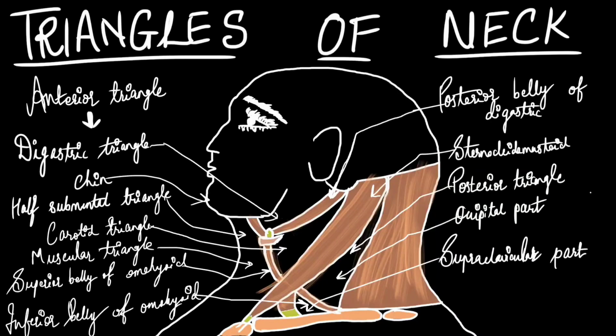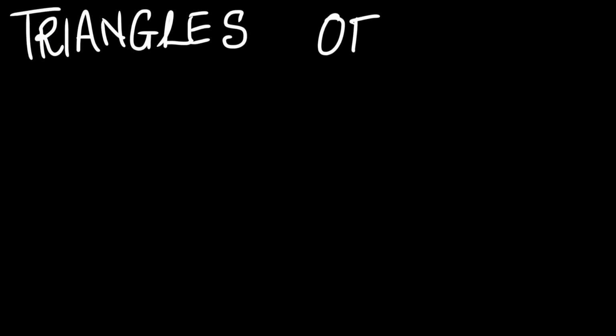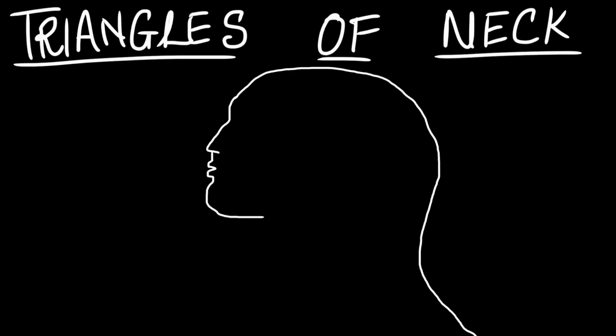Triangles of neck. See digastric triangle and carotid triangle in next video. Anterior triangle boundaries. The boundaries of the anterior triangle of neck are the anterior median plane of the neck medially, a line joining the angle of the mandible to the mastoid process superiorly, and the sternocleidomastoid laterally. The anterior triangle is subdivided by the digastric muscle and the superior belly of the omohyoid into four triangles, figure 4.10.